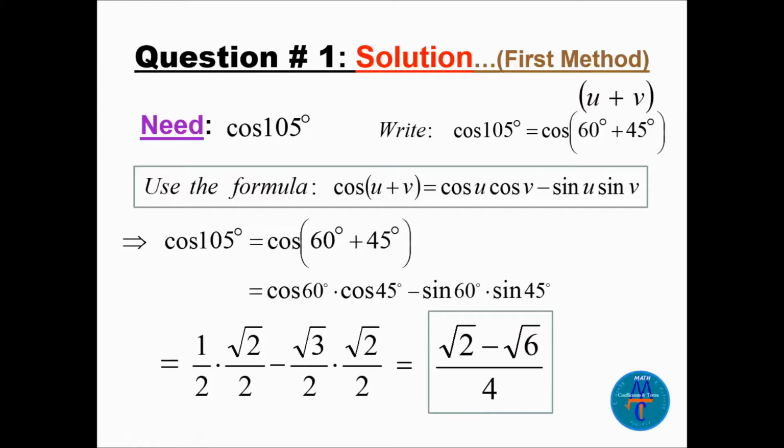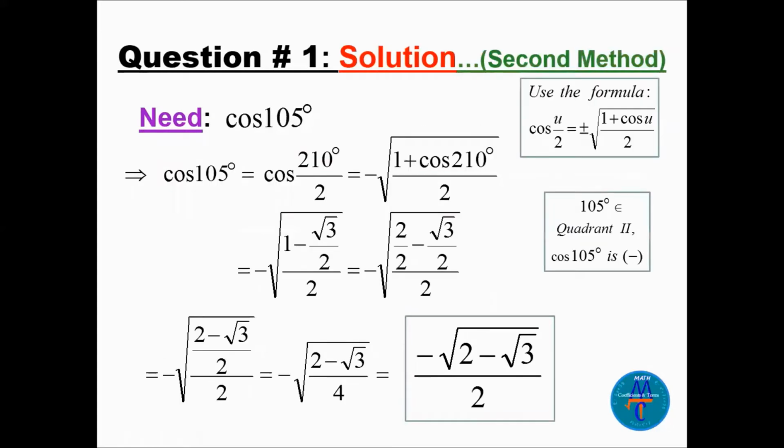Can you take another pause, please, and think of another way, another method to find the value of cosine 105 degrees? Okay, let's continue. Second method: I can think of 105 as 210 divided by 2.